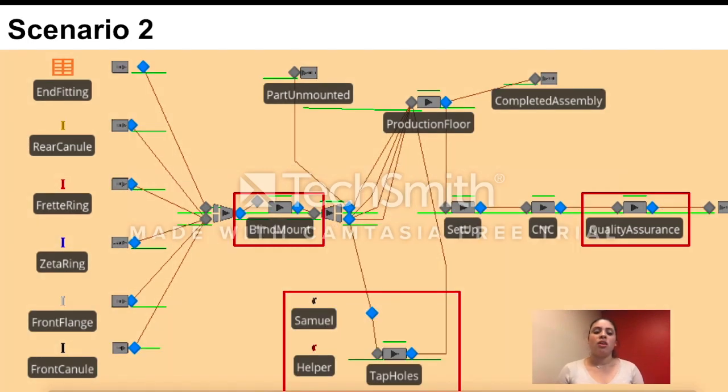For scenario 2, the operator heavily emphasized why the part needed to be coated so we could avoid any rust. We definitely saw a decrease in time in system of the part, but we also saw the need to include the extra helper in the blind mount process as well as the quality assurance step.